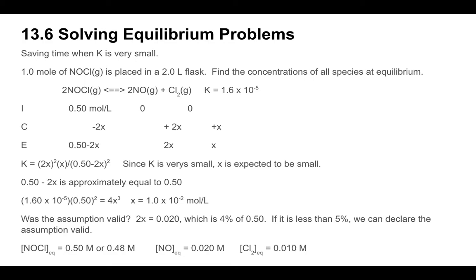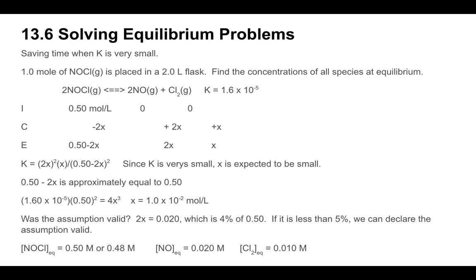All right, it looks like a lot on here, but I'll walk you through it. I'm going to show you another shortcut. There are times where you cannot take the math shortcuts, but there are two very common shortcuts that can be taken when you have equilibrium problems. One, of course, is to square root both sides. This one is what you can do when you have a very small K.